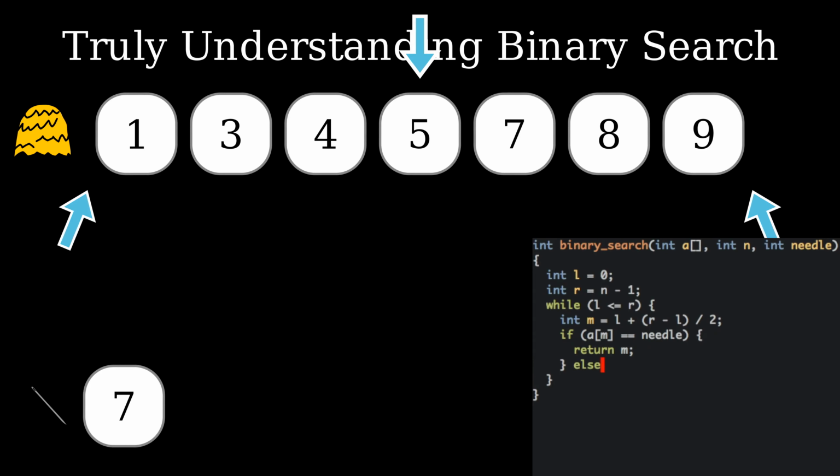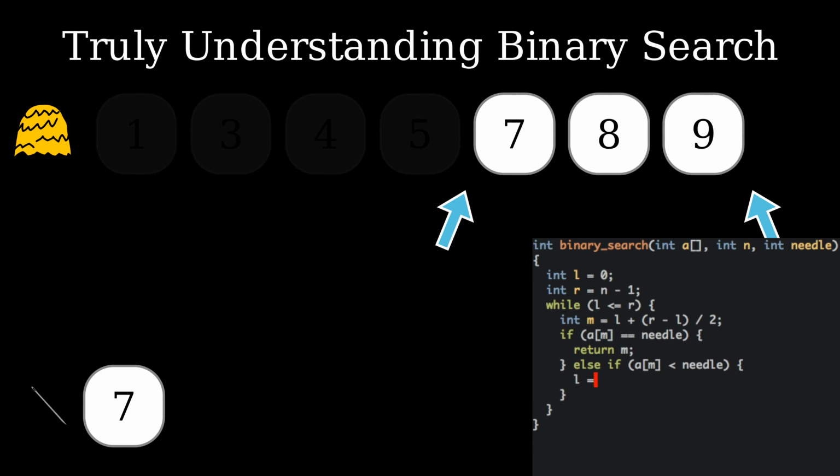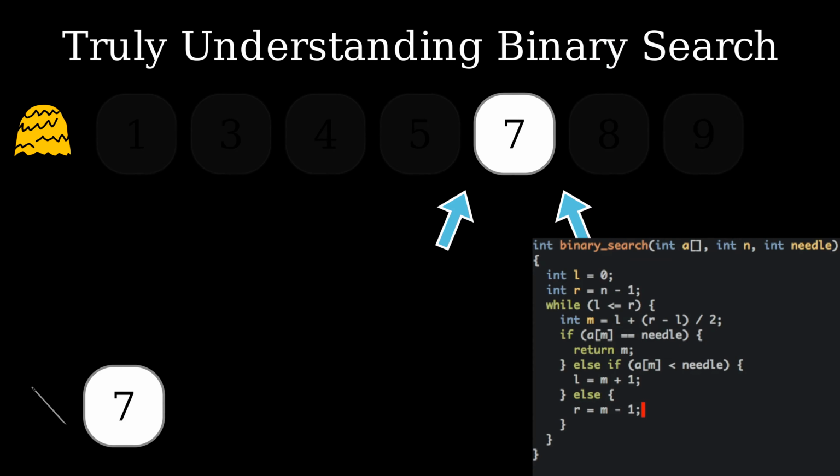No such luck in our example. In the case where the element at position m in the haystack is smaller than the needle, there is no chance to find the needle to the left of m, as those elements are even smaller, and therefore we update L to m+1. In the last case, where the element at position m in the haystack is larger than the needle, there is no chance to find the needle to the right of m, as those elements are even larger, and therefore we update the value of R to m-1.